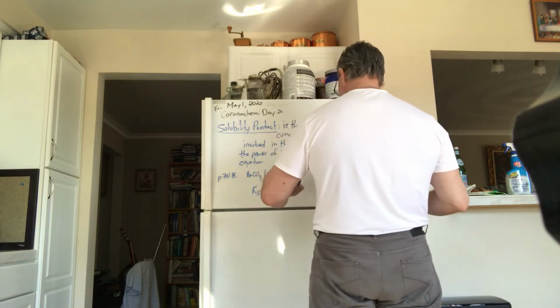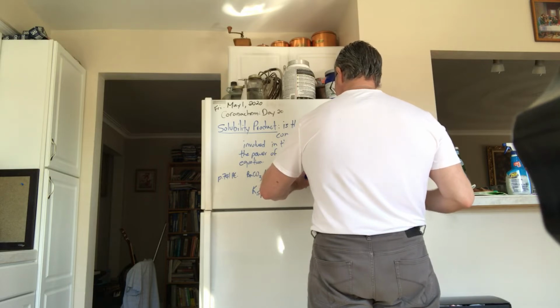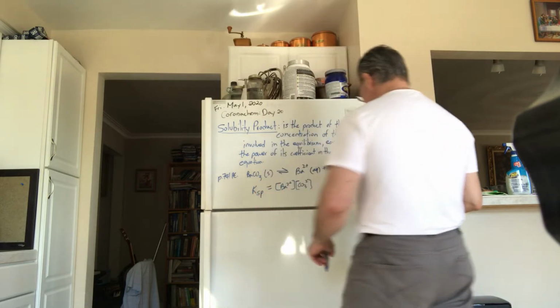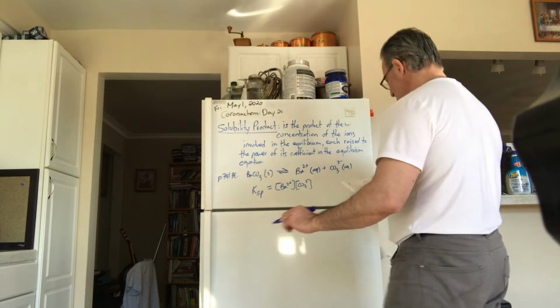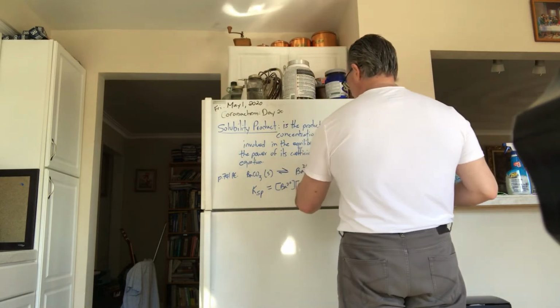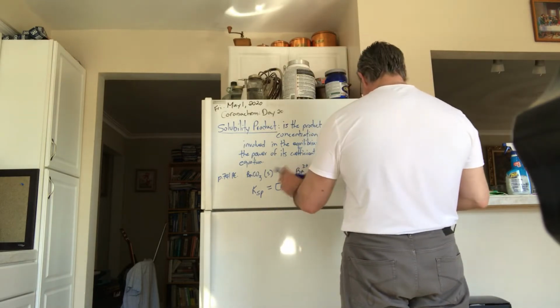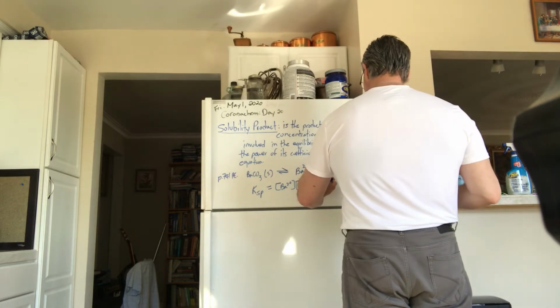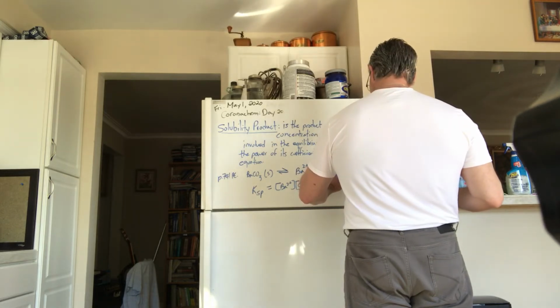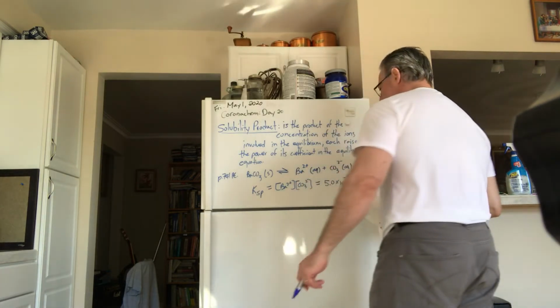After you add it, and sometimes if you stir the solution for a while, a tiny amount of it will dissolve, and once it reaches that equilibrium, no more will dissolve. So if you multiply the two equilibrium concentrations at that point, they will multiply out to a number, 5.0 times 10 to the negative 9.